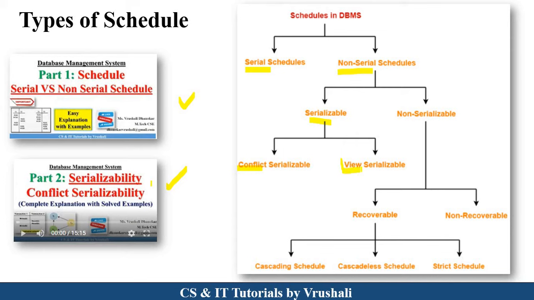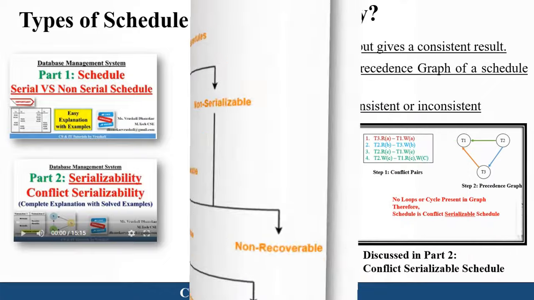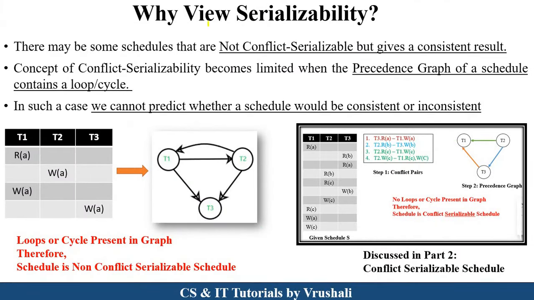For learning view serializable, you must know serial schedule, non-serial schedule and conflict serializable schedule. Then only you can solve the examples of view serializable. So I suggest that first you should watch these videos, then you can move to view serializable schedule. Clear? Next. Now the first thing is, why exactly view serializability?